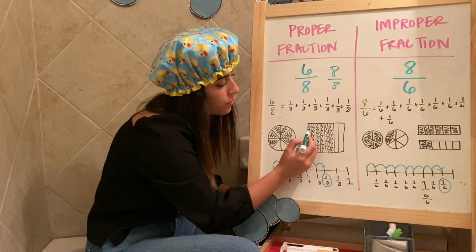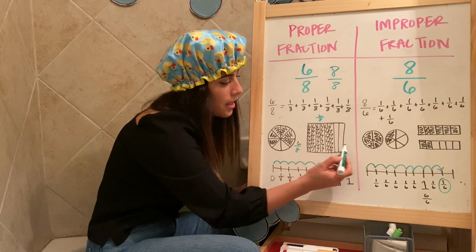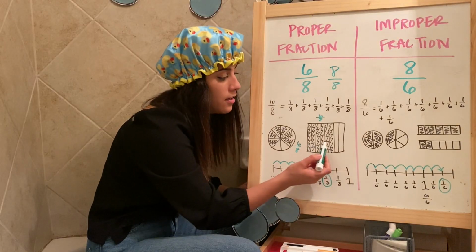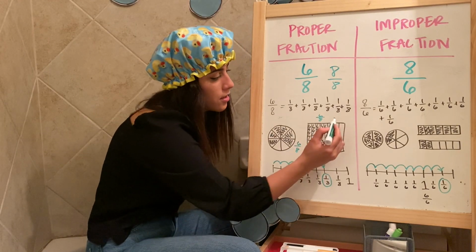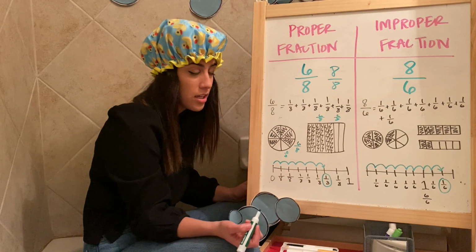Same thing here. I have 1, 2, 3, 4, 5, 6. 6 eighths. There are 8 parts, but I added 6 units of that together to get 6/8. There are still 2/8 not shaded. Same thing here, 2/8 not shaded.